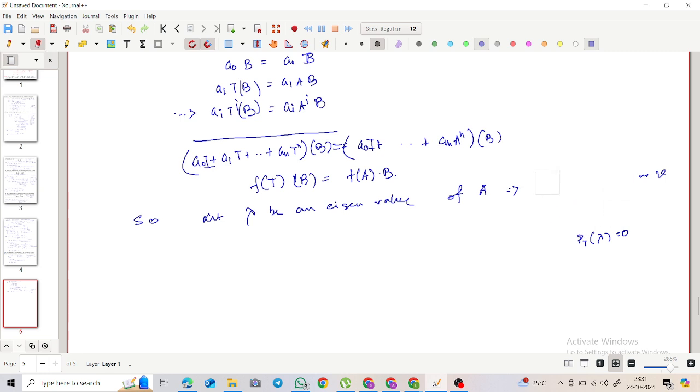If lambda is an eigenvalue of A, this means x minus lambda divides PAX. Okay. But our goal is to show this as well.